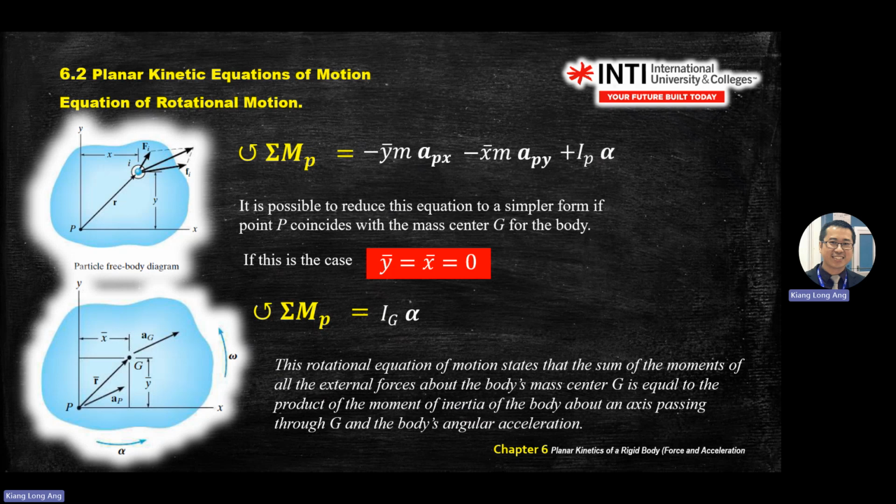Okay, the detailed derivation you can read from the slides. Now there are two equations, one on the top, one at the bottom. This one, Ig alpha, is where you pull all the points of interest into the center of gravity. This one, if you are not acting at the center of gravity, you need to find your y bar, x bar, and so on. This is a more complete equation, but usually we recommend you to use this approach. You pull all the points of interest to the center of gravity.